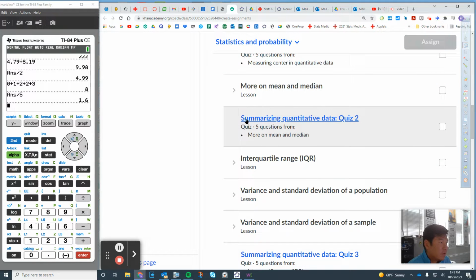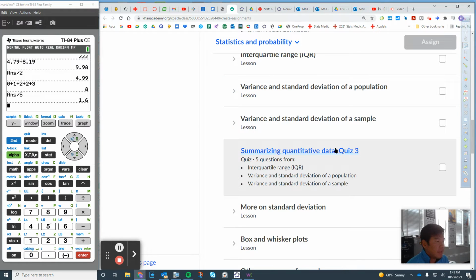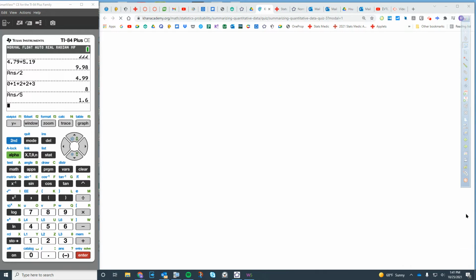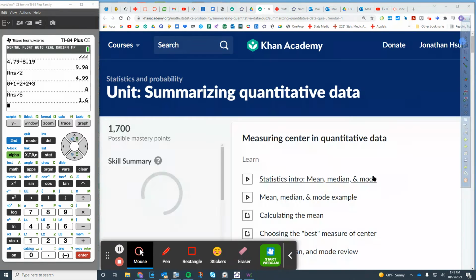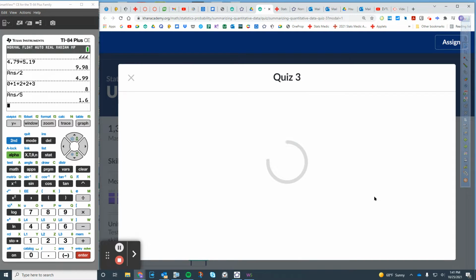So today we are going to do Unit 3, Summarizing Quantitative Data, Quiz 3. All right, so here we go, Quiz 3.